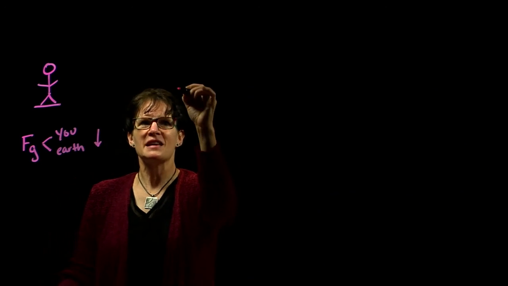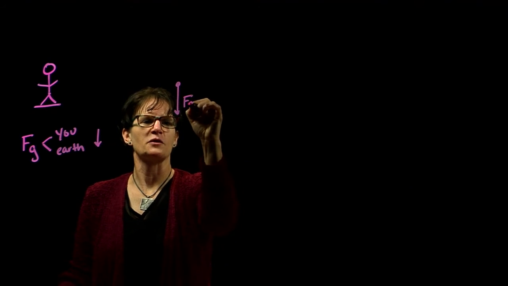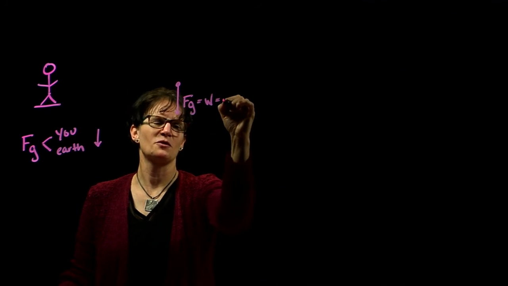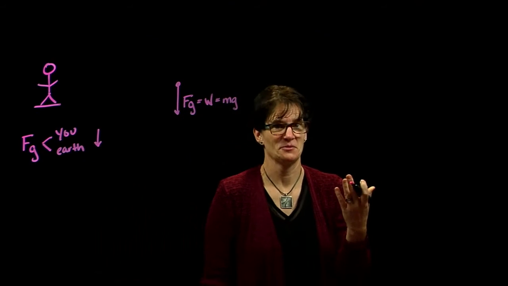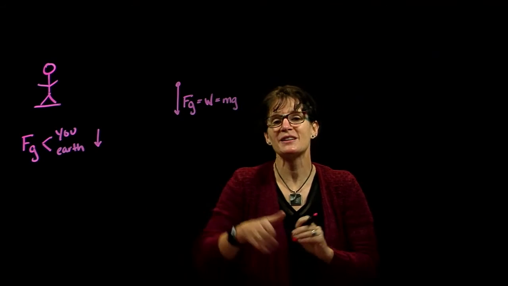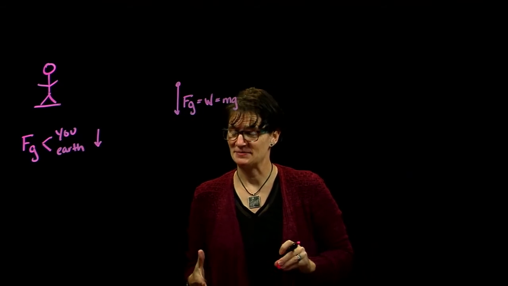So if we were to draw a free body diagram, we know the force of gravity is acting down. And we know that's equal to the weight, which of course is mass times g for our situation. It's always mg. So that's your true weight, dependent on your mass and the force of gravity.